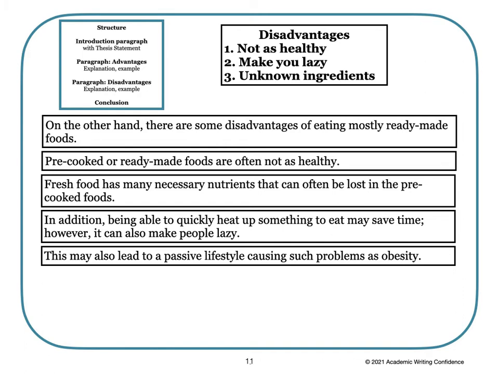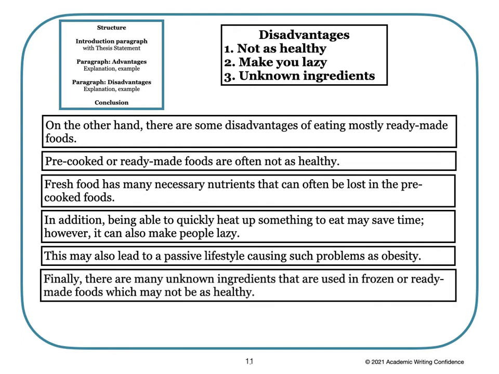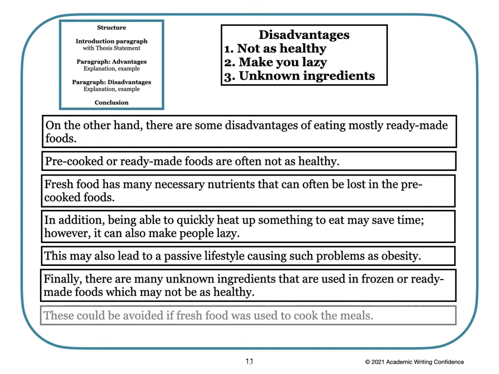Our last idea was unknown ingredients in the foods. Finally, there are many unknown ingredients that are used in frozen or ready-made foods, which may not be as healthy. These could be avoided if fresh food was used to cook the meals. In this paragraph, we have again used transition words to connect our ideas together. On the other hand, in addition, and finally.